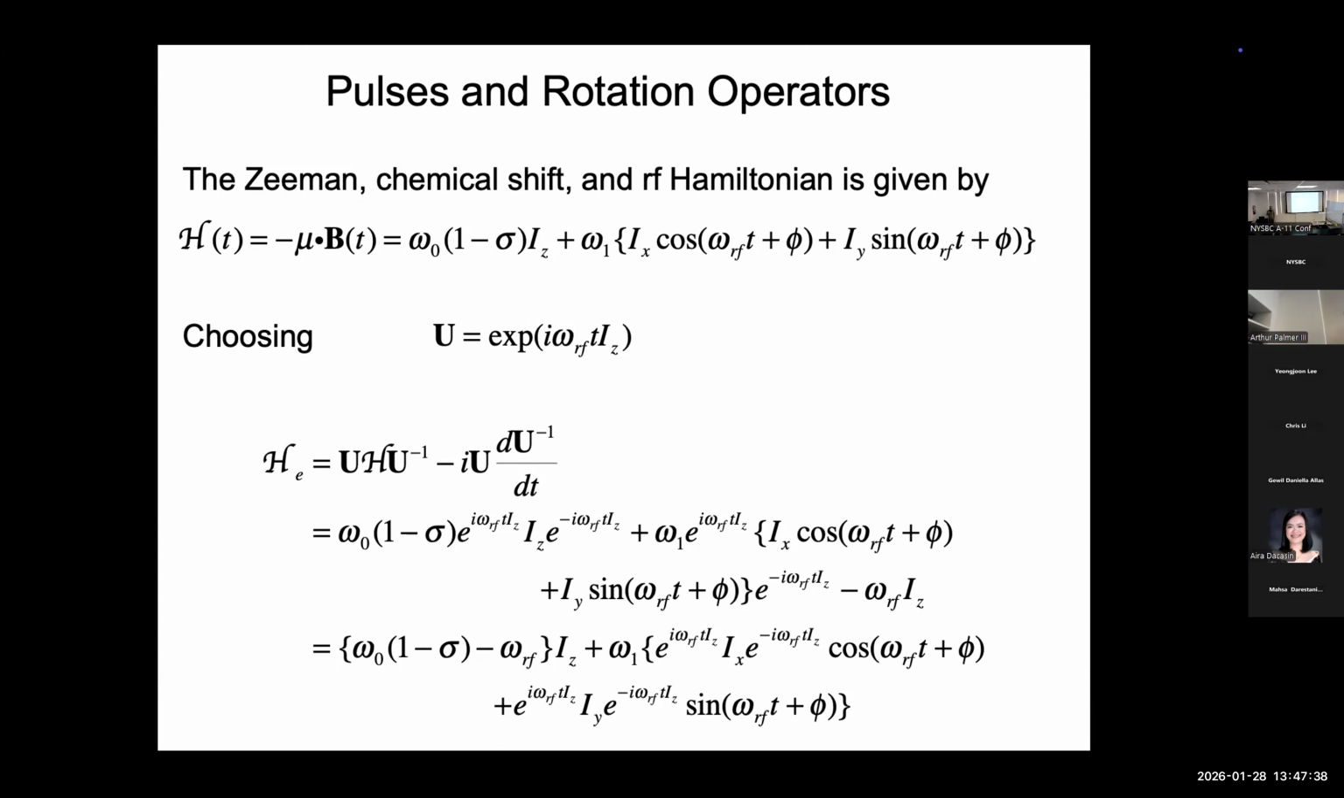So our rotating frame transformation is a rotation around the z-axis. I'm going to tell you at this point, without proof, that the unitary matrix associated with the rotation around the z-axis is the exponential of i omega RF t times Iz. Later on, we'll prove that this is the case, but for right now, I'm just going to tell you that this equation represents a rotation around the z-axis with a frequency omega RF, which is the frequency of our B1 field.